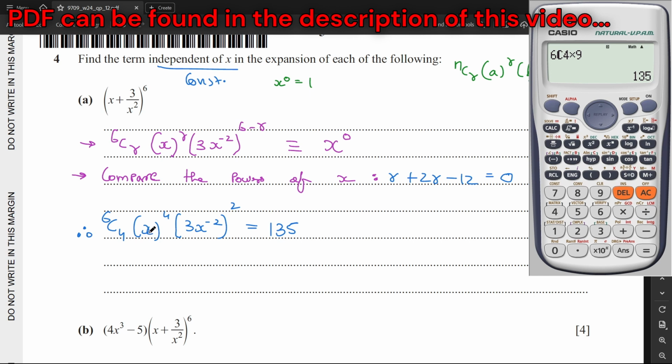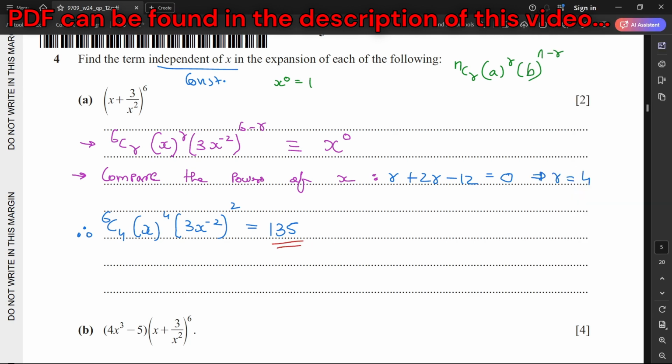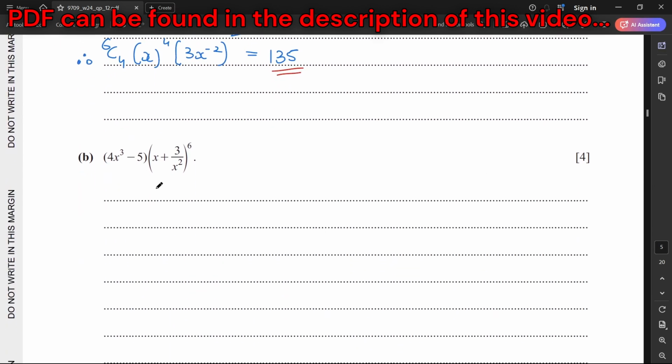And then if you look into x, it is x power of 4 into x power of negative 4, which comes out to be 1. It is same as writing x power of 4 by x power of 4, which is 1. So that is exactly what we have got. And therefore, the final answer for part A of question 4 comes out to be 135.